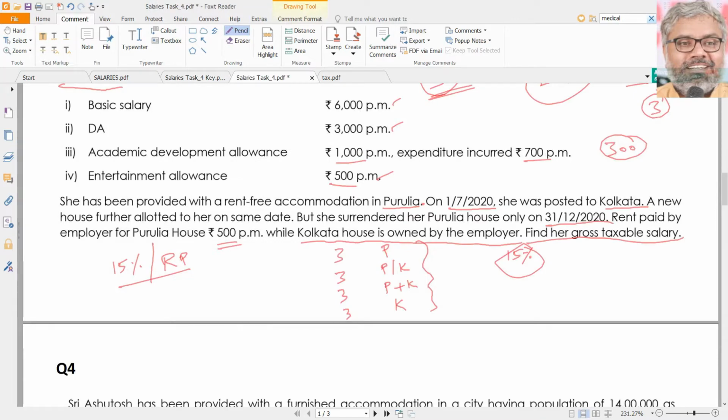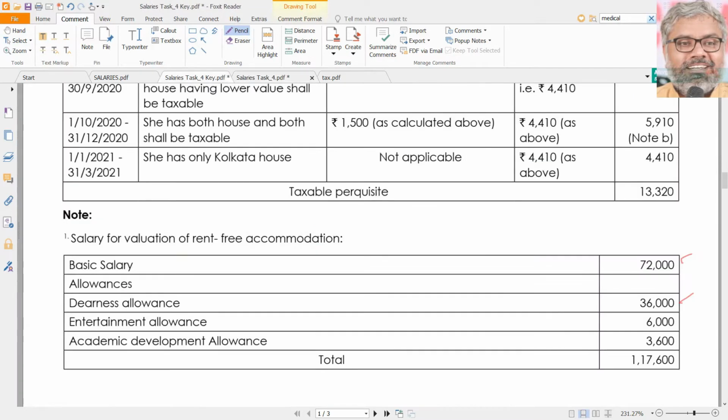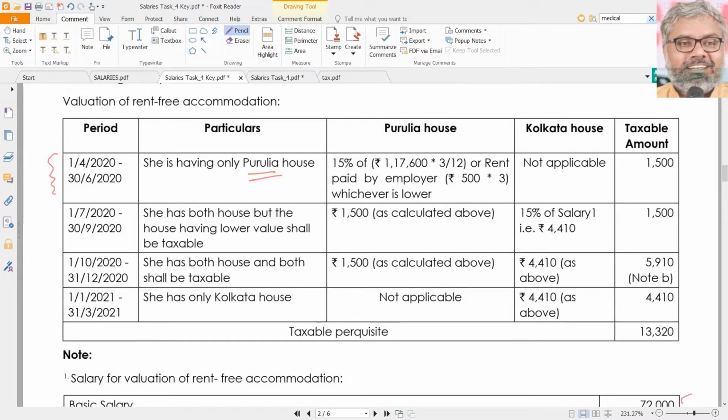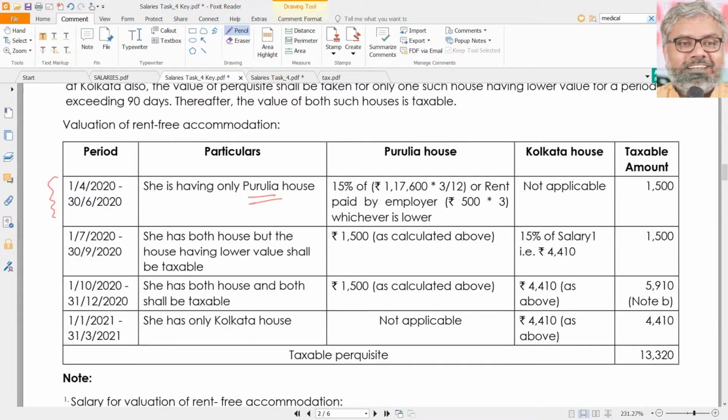Since it is not clearly given in the question, you have to assume that the DA is forming part of retirement benefits. If nothing is given, you can assume anyway, but better to assume as forming part of retirement benefits. Then entertainment allowance will be included since it is taxable. Academic development allowance, to the extent it is taxable, will be included. So 1,17,600 is the amount of salary for the purpose of valuation of rent-free accommodation. So 1,17,600, once you have calculated that, for the first 3 months, proportionately you have to take.